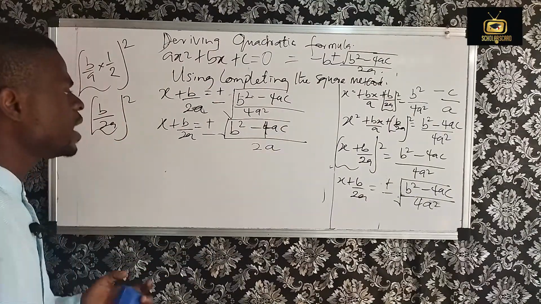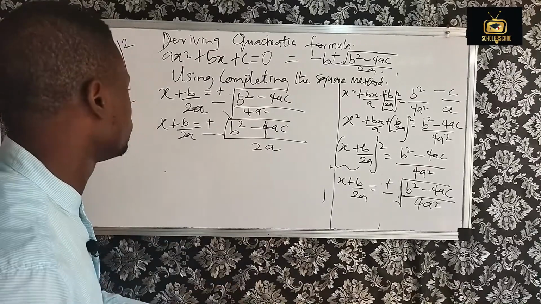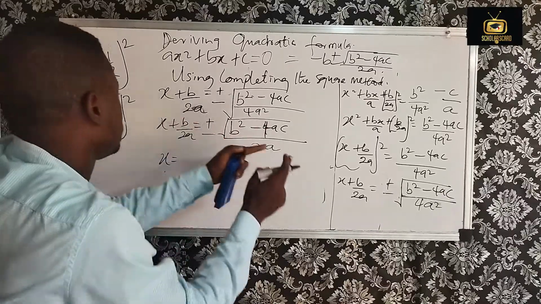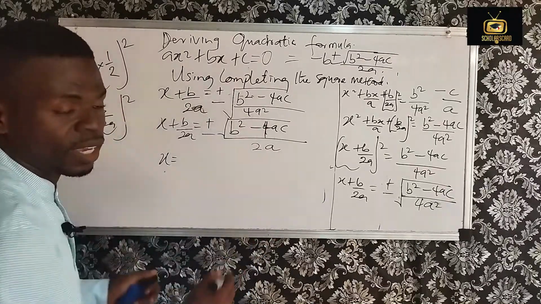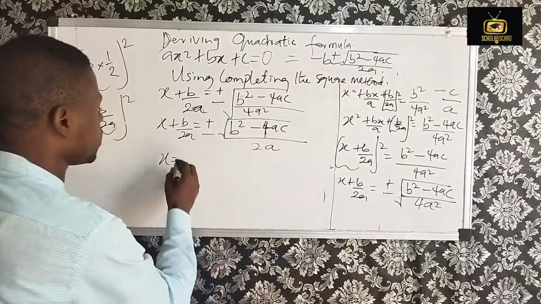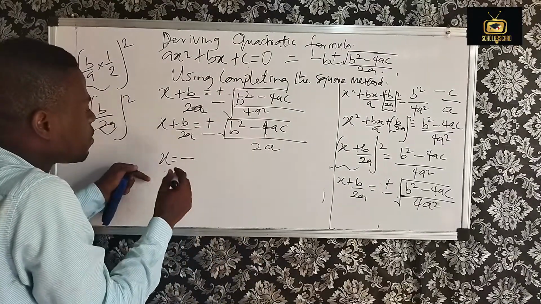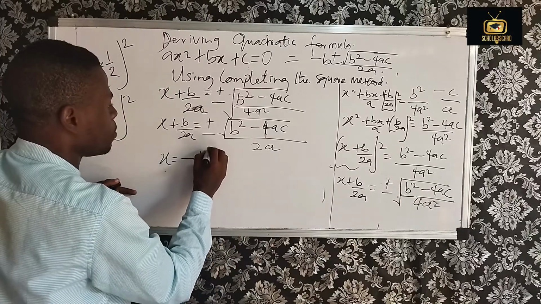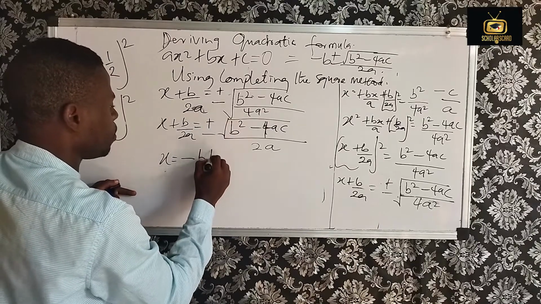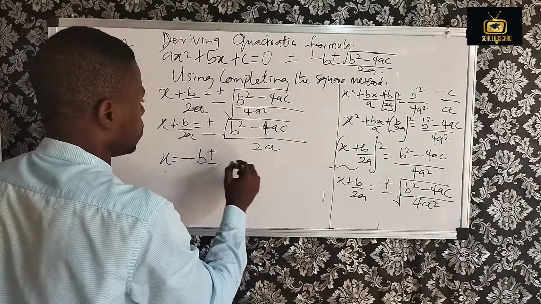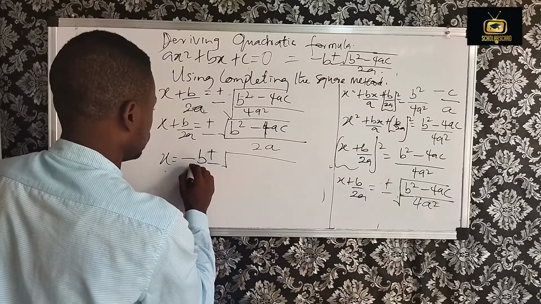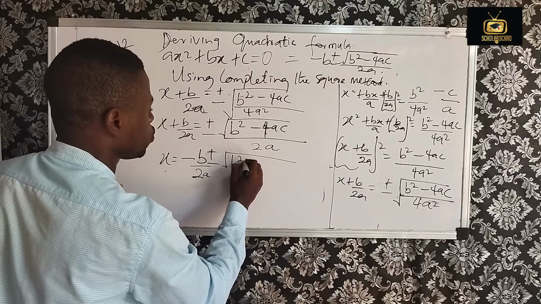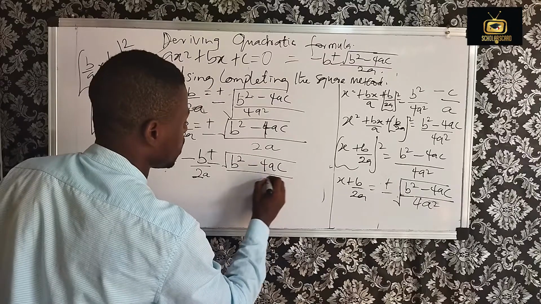Now we make x the subject of the formula. This b will now come here. When it crosses the equal sign, this plus b becomes minus b. So we have x equals minus b over 2a plus or minus the square root of b squared minus 4ac divided by 2a.